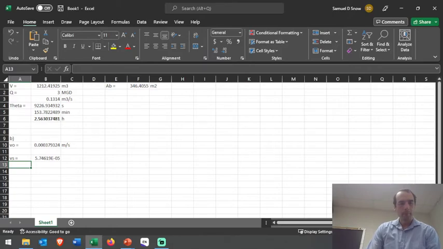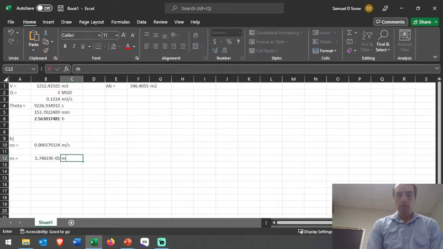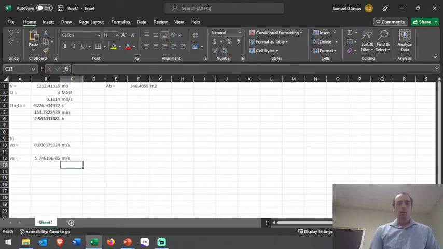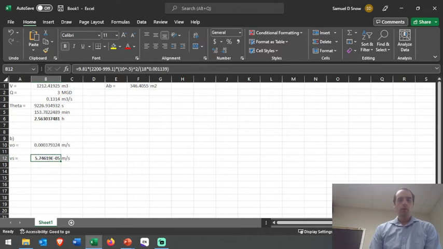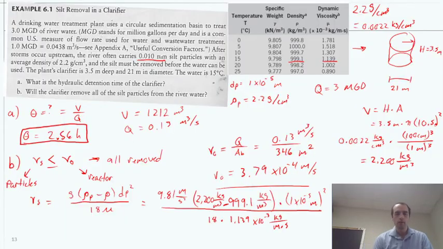1.139, yeah. Okay, so I think I've got all of that in there correctly. And it is a value that's times 10 to the minus fifth. And so that looks pretty reasonable to me. And that's in meters per second. Okay, so I'm going to go ahead and write that out. 5.75 times 10 to the minus fifth meters per second.